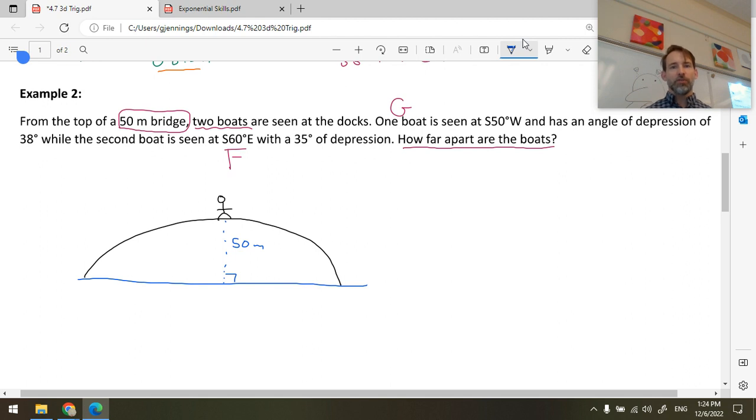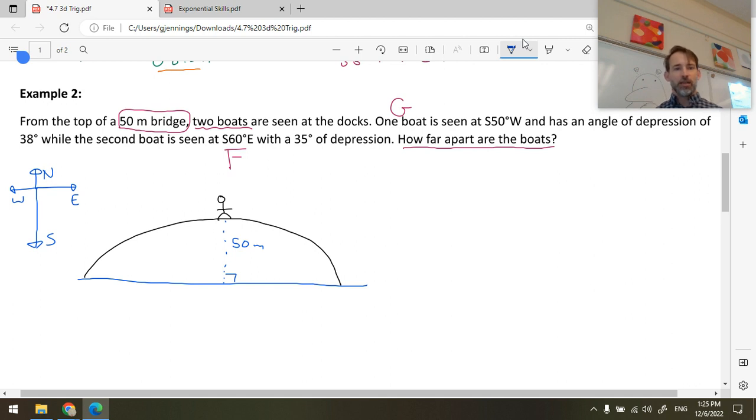One is seen at south 50 degrees west. So right now we're looking south, like I'm looking north at this picture. The person on the bridge is looking at me south. So this is south this way, and this would be east, and this is west. Those are the directions we need for this problem, but let's finish our compass rose with north. And now let's put our boats in.